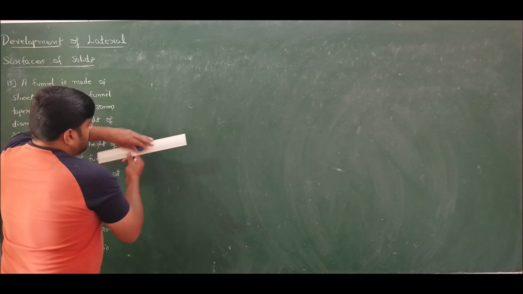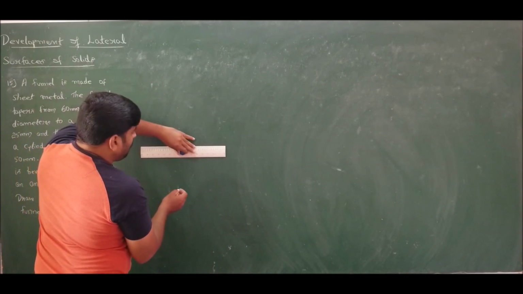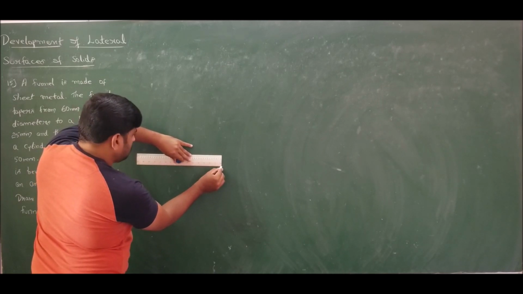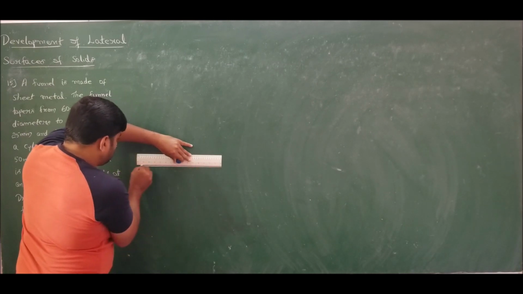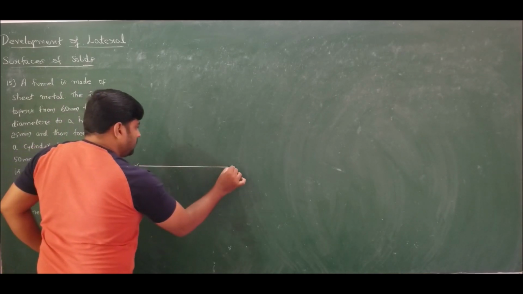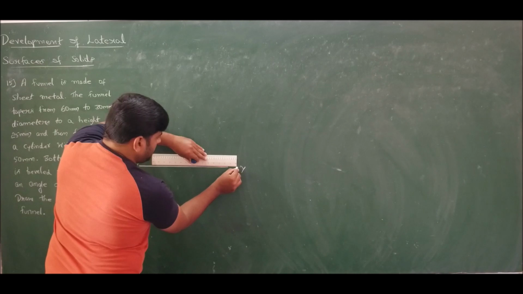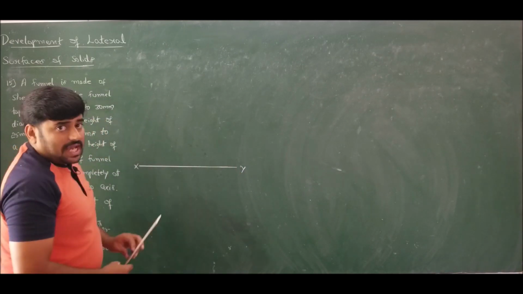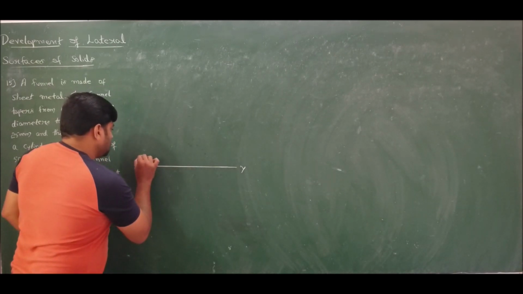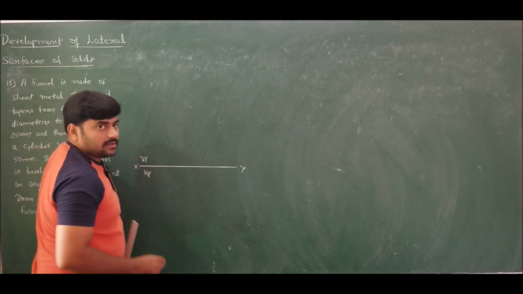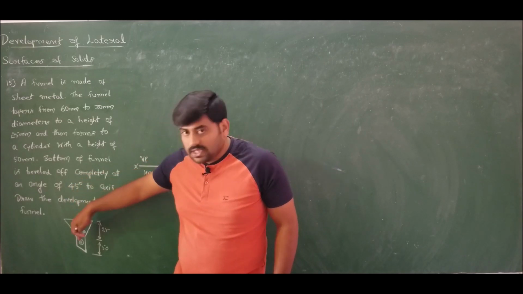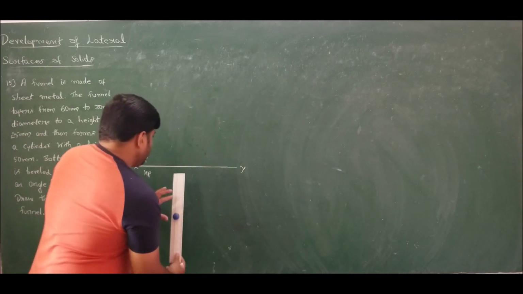Now let me first lay down the top and front views of the given problem. Let me take a reference line and call it xy. Whenever a solid is resting on HP, we should always start from the top view. Let us call this the vertical plane and this the horizontal plane. In the top view, I can see only two circles of diameters 60 and 30 respectively. So draw two circles.